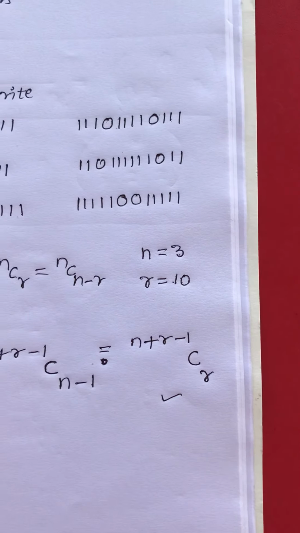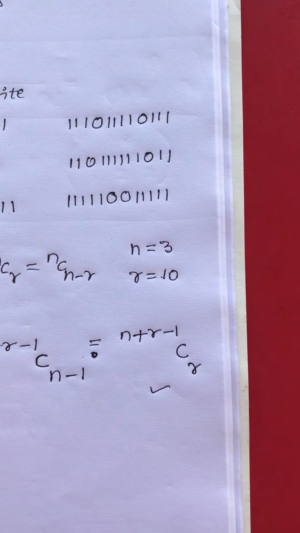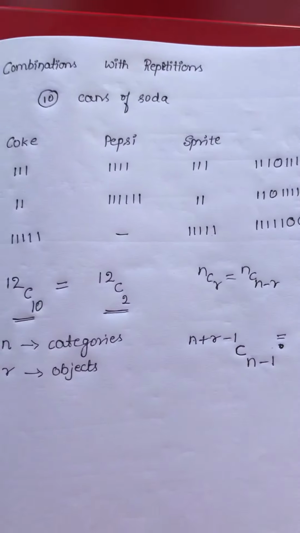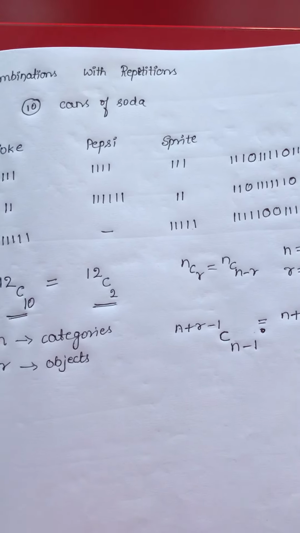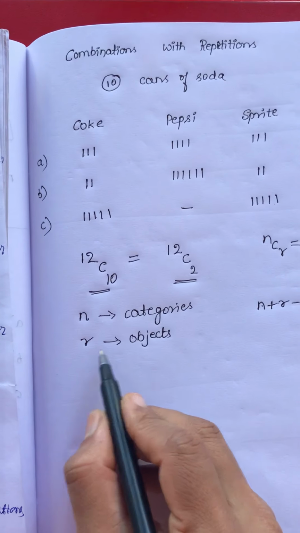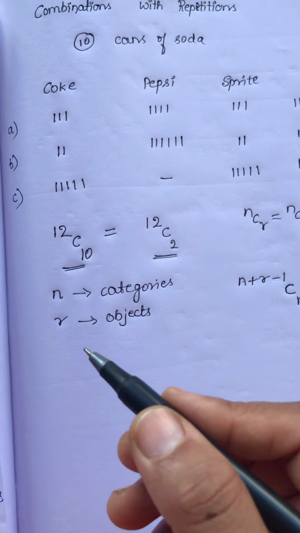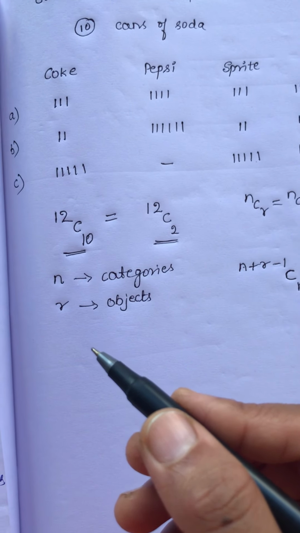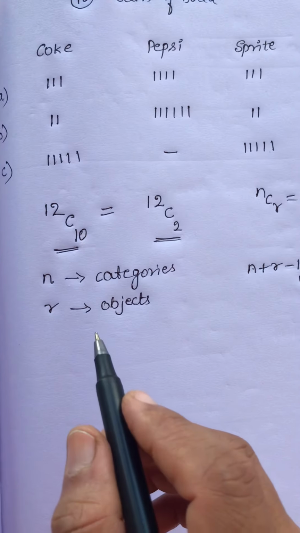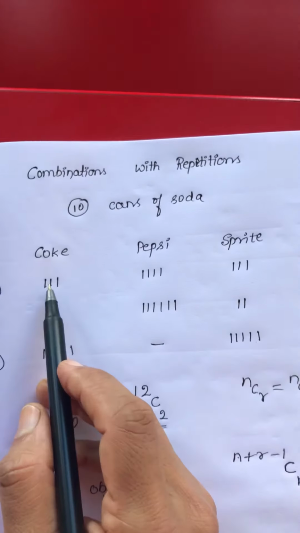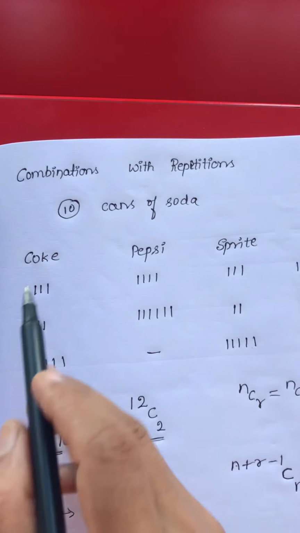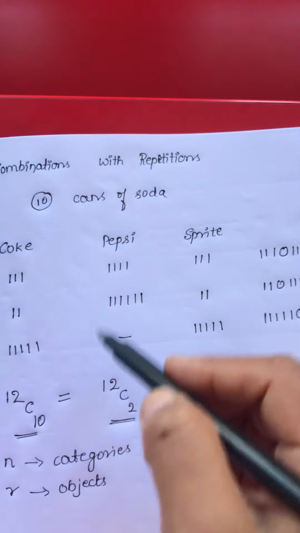Now, this formula gives the answer for this kind of problems where there are n categories and r objects, and we have to select a combination of r objects. It may be with repetition because you can see we can take 3 here. It's not that 1 Coke, 1 Pepsi, 1 Sprite.